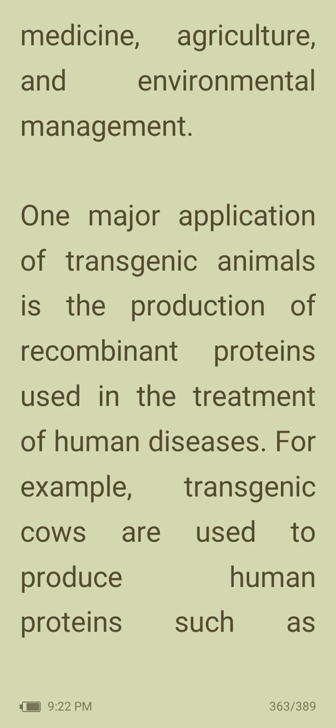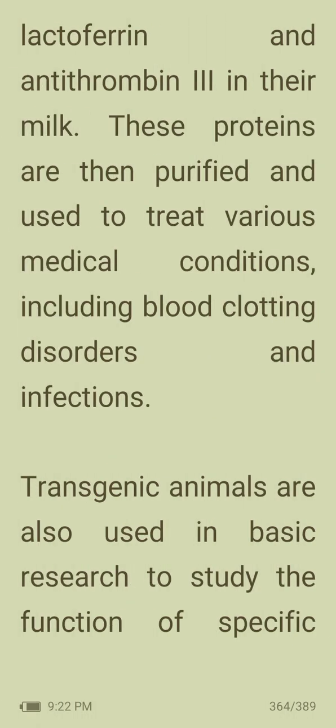One major application of transgenic animals is the production of recombinant proteins used in the treatment of human diseases. For example, transgenic cows are used to produce human proteins such as lactoferrin and antithrombin III in the milk. These proteins are then purified and used to treat various medical conditions, including blood clotting disorders and infections.